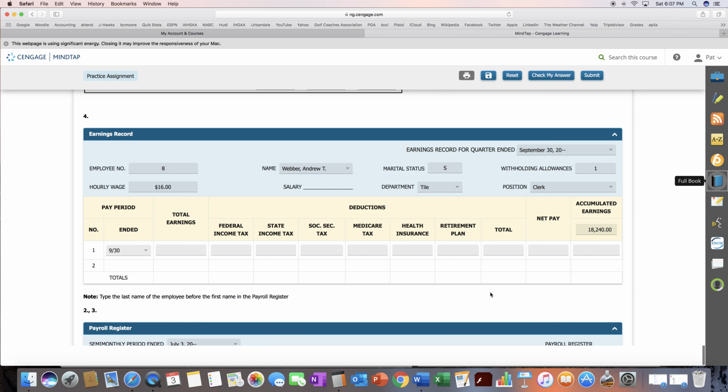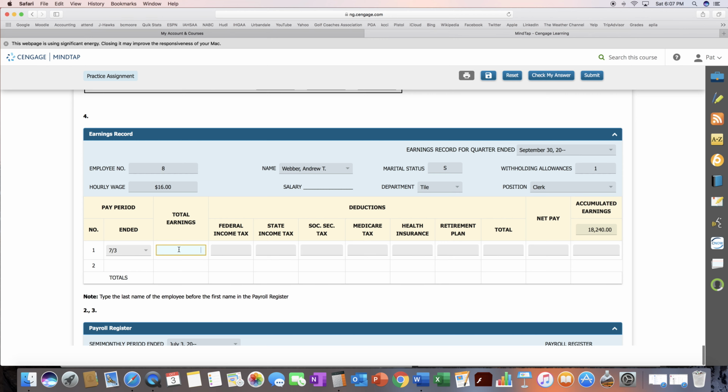So when you're looking at part 4 and trying to complete this with Andrew, we need to do a couple of things. This stuff was all part of his employee record. One allowance, single, name, hourly wage. He's not salary, so nothing's there. He's in the title department. He's a clerk, and it said September 30th. I think I picked the wrong one. Yeah, there we go. July 3rd, I believe.